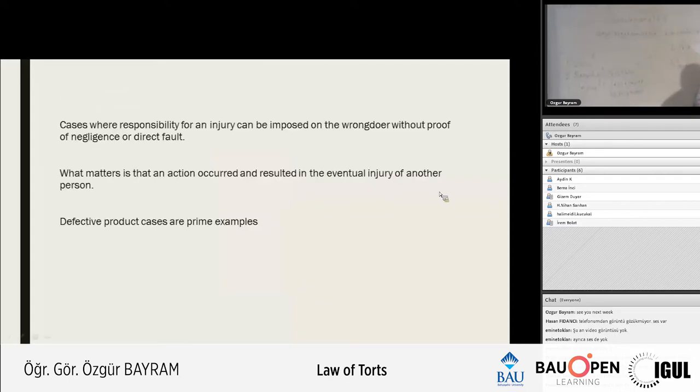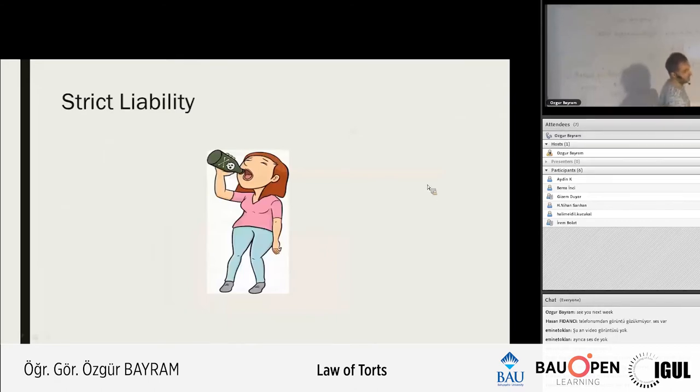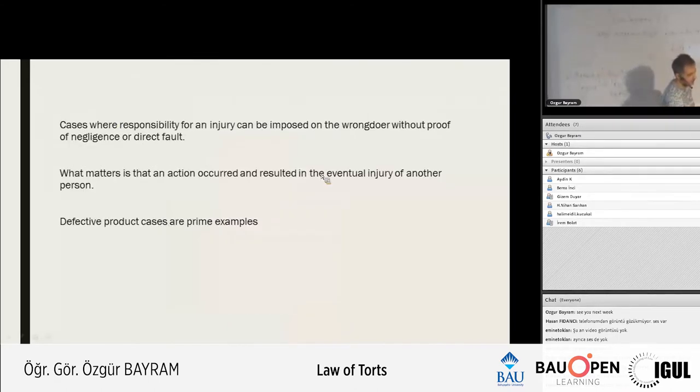Strict liability. You drink a product which is either poisonous or harms your health. Cases where responsibility for an injury can be imposed on the wrongdoer without proof. You don't need to prove negligence or direct fault. So the defendant doesn't have to prove anything, really. So we're talking about the third type of tort, strict liability. What is important is that an action happened and resulted in the eventual injury of another person. So defective, bozuk, product are the main examples.